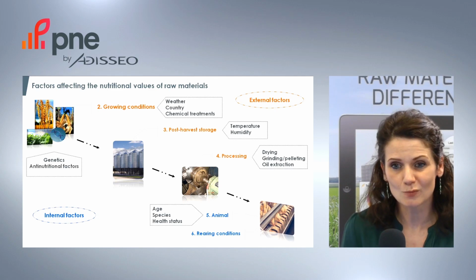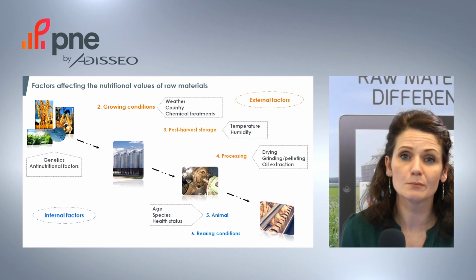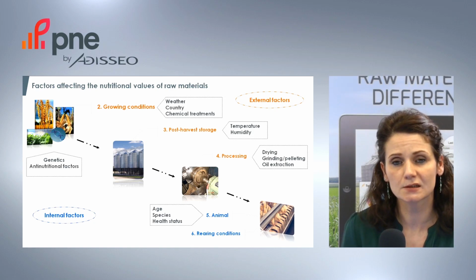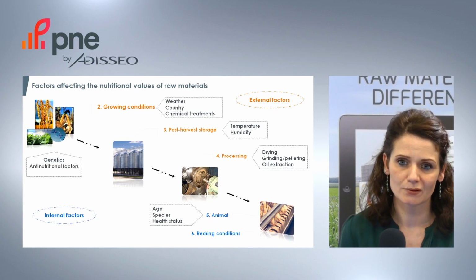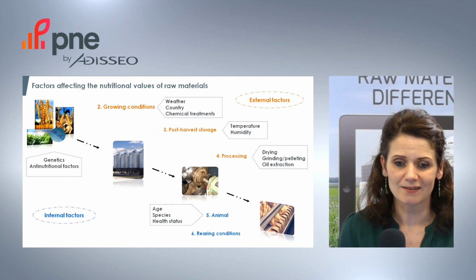Then maybe the most critical point is the processing, such as grinding, pelleting, or extraction, for instance, because they involve physicochemical treatments that can affect the nutrient interactions, and as well as can induce loss in protein and nutrient quality in general. So it's very difficult to imagine the impact that those factors can have on the feedstuff quality.